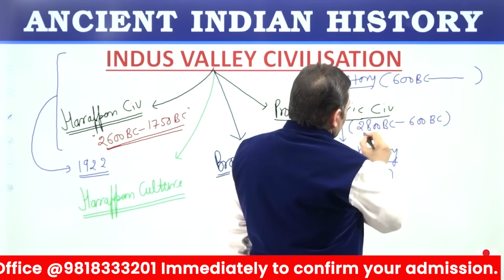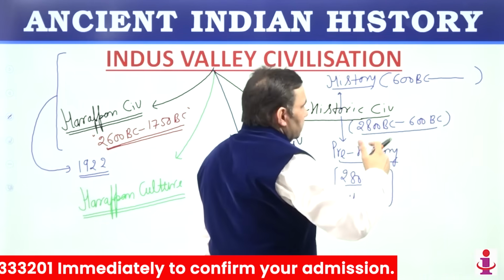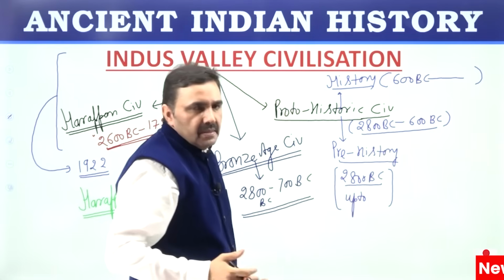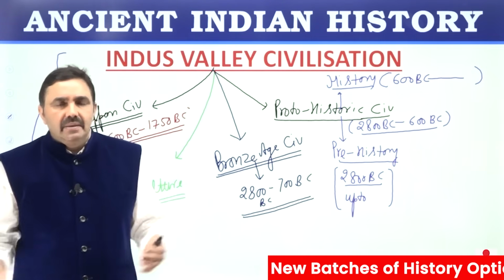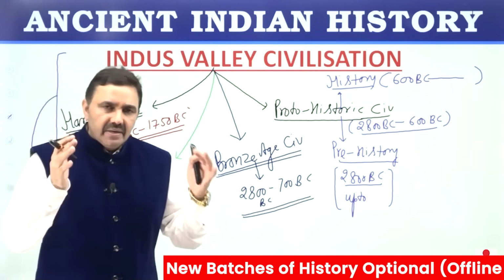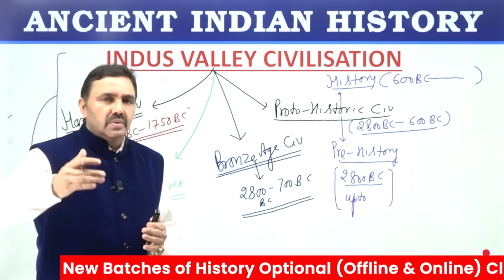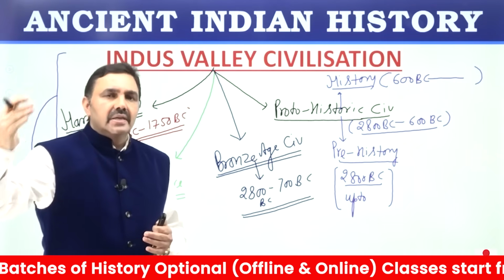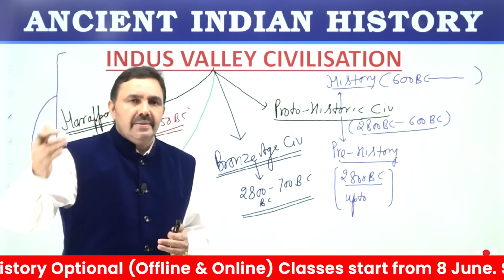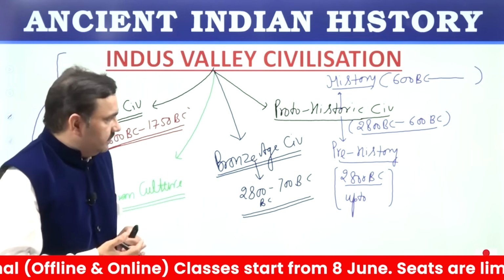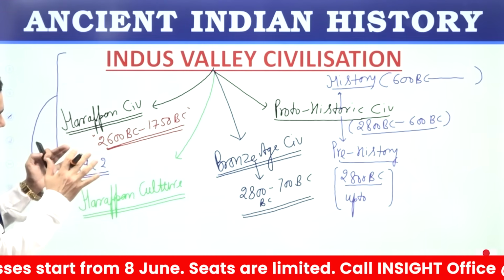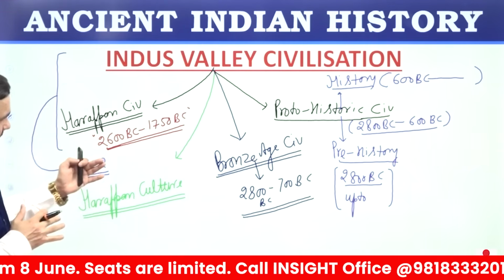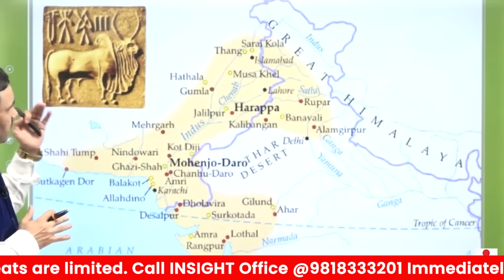So even the Vedic age will come in proto-history, not in history, because Vedic Aryans did not know how to write. They did not have a script. We have written records of the Vedic age, but these written records were written much later. Vedic Aryans composed their hymns or shlokas orally. So this is what you have to understand about Indus Valley civilization, what it was, and where it emerged, we will see in the next few minutes.